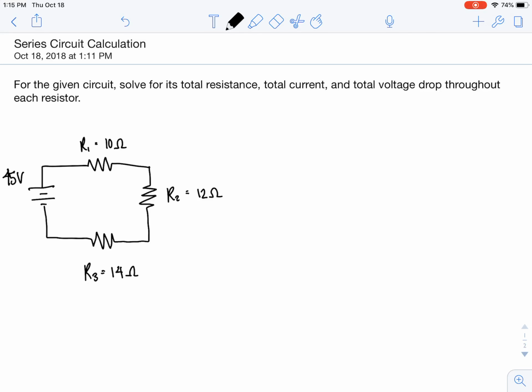Okay, so for this video, we're going to talk about series circuit calculations, specifically for total resistance, total current, and total voltage. You're typically going to be given a problem that looks like this. For the given circuit, solve for the total resistance, total current, and total voltage drop throughout each resistor.